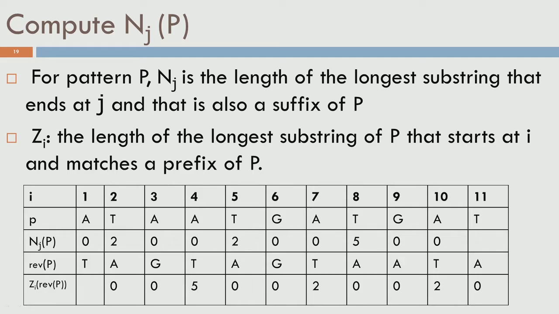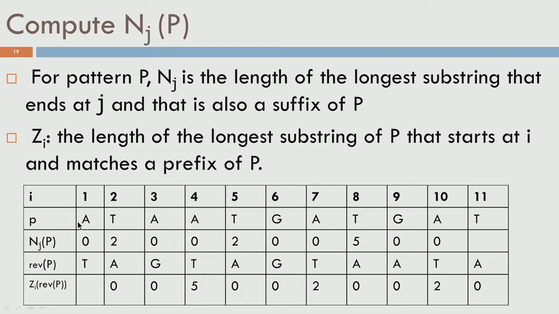Kind of the mirror image of this particular array is the z array, which is the length of the longest substring of P that starts at i and is a prefix of P. That is, we look at the prefixes of P starting from the first location and look at the longest prefix which starts at i, and the length of such prefixes is maintained in the z array, and the length of the longest suffixes is maintained in the n array. So, again let us do an example.